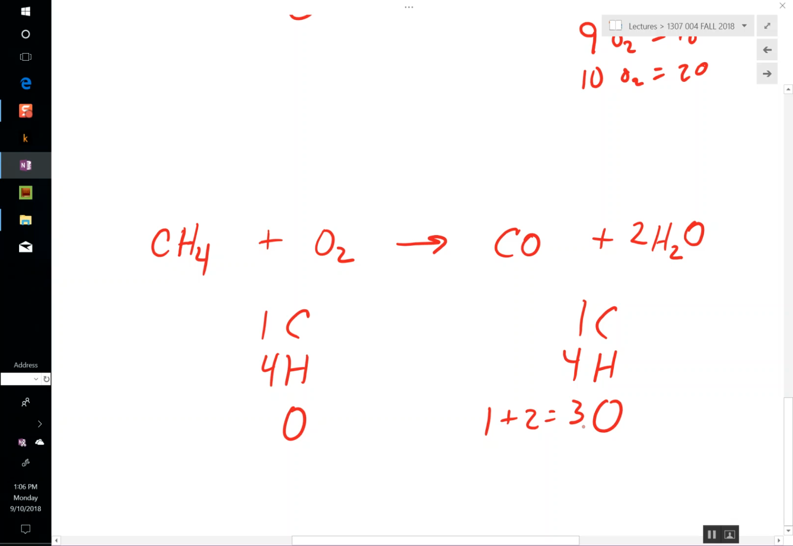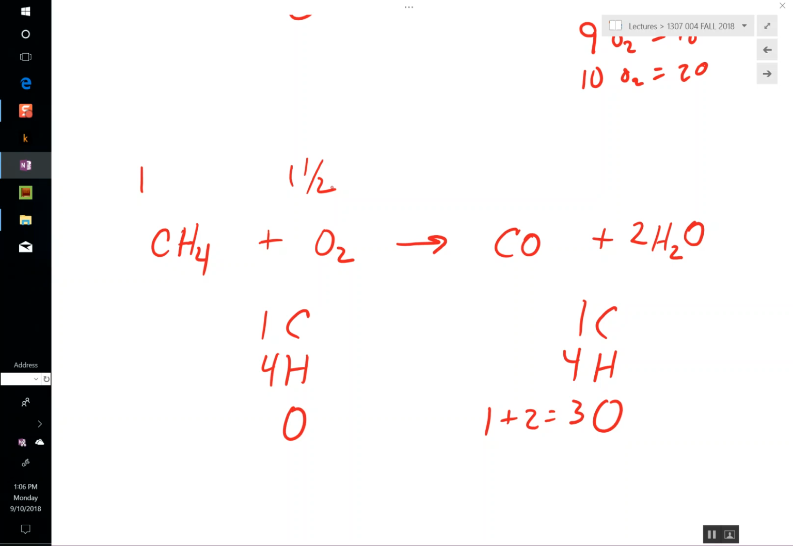We only get 3 oxygens here, not 4. Before we got 4. So 1 mole of this reacted with 2 moles of oxygen. Now we're going to have 1 mole of this reacting with 1.5 moles of oxygen. It's not getting the 2 full moles of oxygen it needs to produce carbon dioxide.